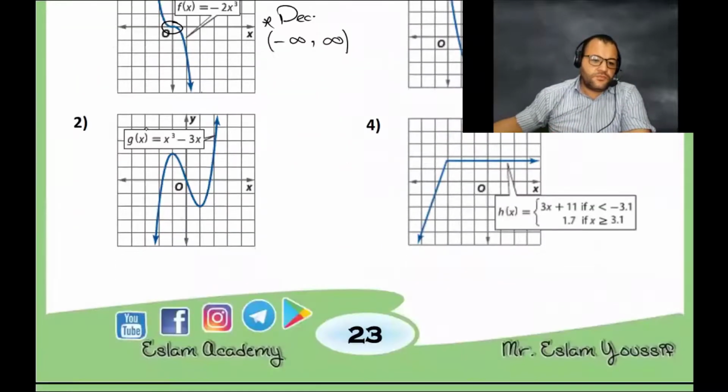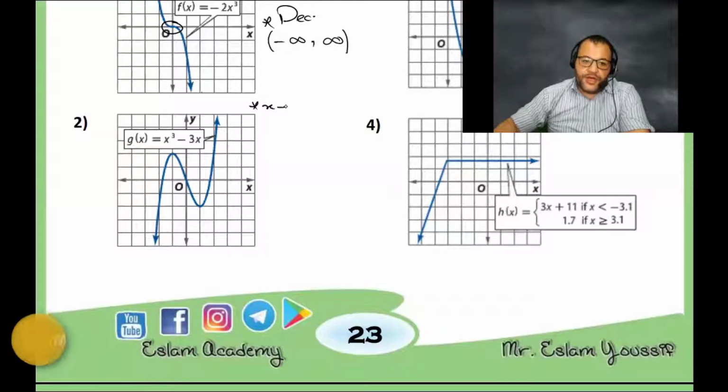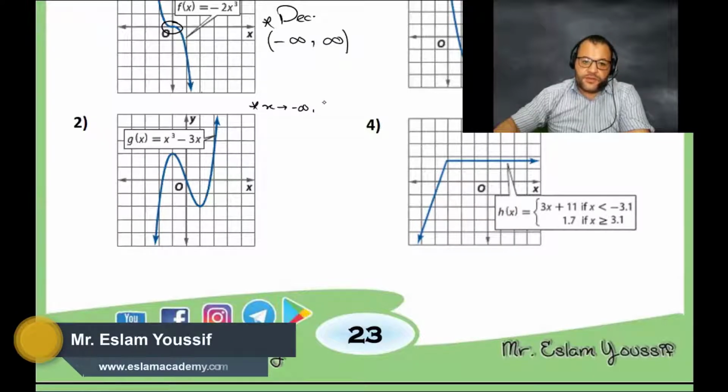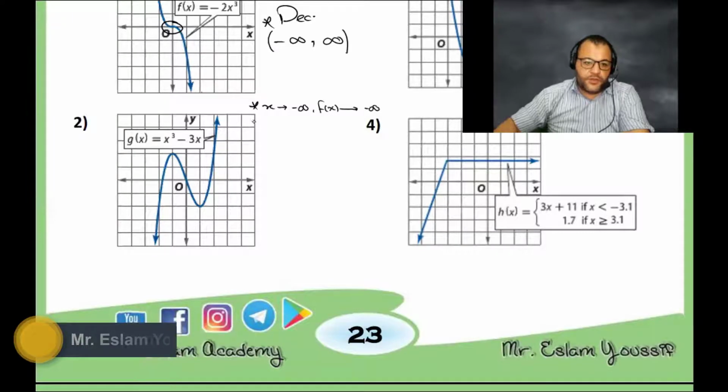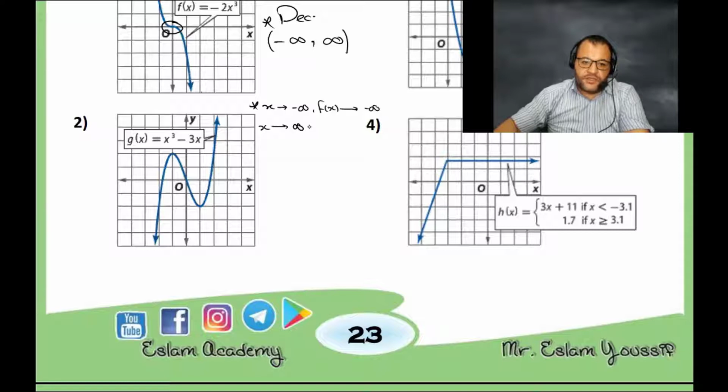Clear. Okay. So for this one, we need to read the end behavior first. End behavior: when x tends to negative infinity, the function is negative infinity. When x tends to positive infinity, at the right side, the function is going to positive infinity. That is the end behavior. Okay, we finished the end behavior.